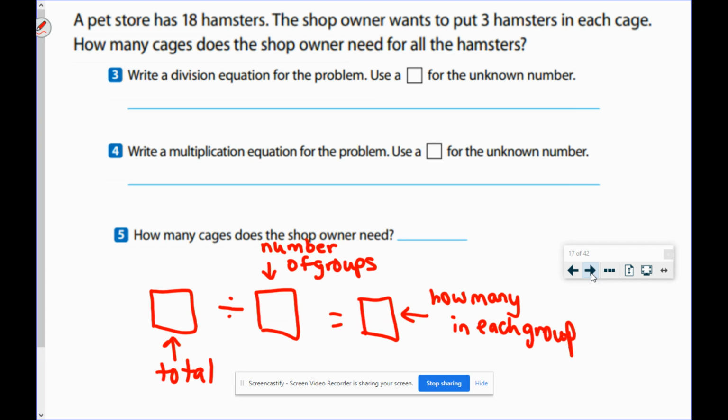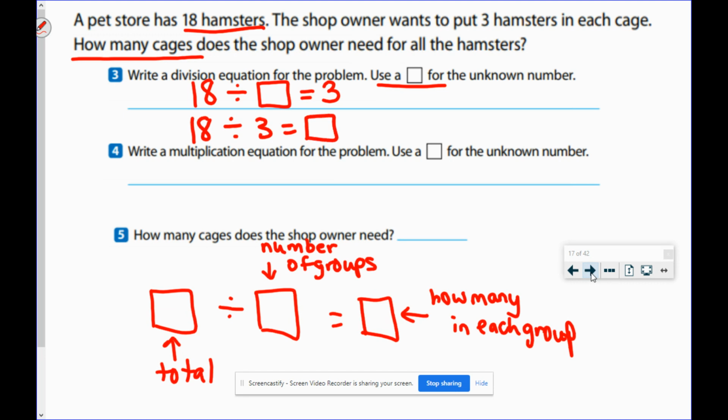We went through a couple of slides ago and looked at the important parts. We know the total. We said that 18 was our total. So we're going to say 18 divided by, we don't know our number of groups. That's what we're trying to figure out. Cages can represent groups. It says to use the box for the unknown. We're going to say 18 divided by some number will give us 3. That's how many is in each group. If you said 18 divided by 3 equals some number, that's okay too. You can flip-flop these two, as long as the most important part is that you put the total at the beginning of the sentence.